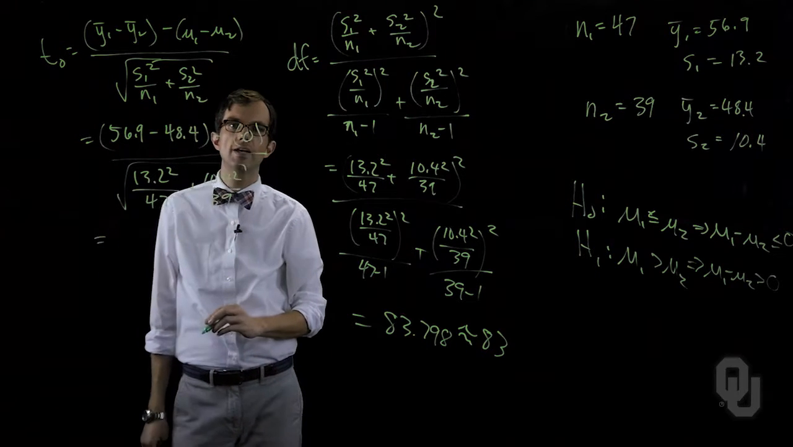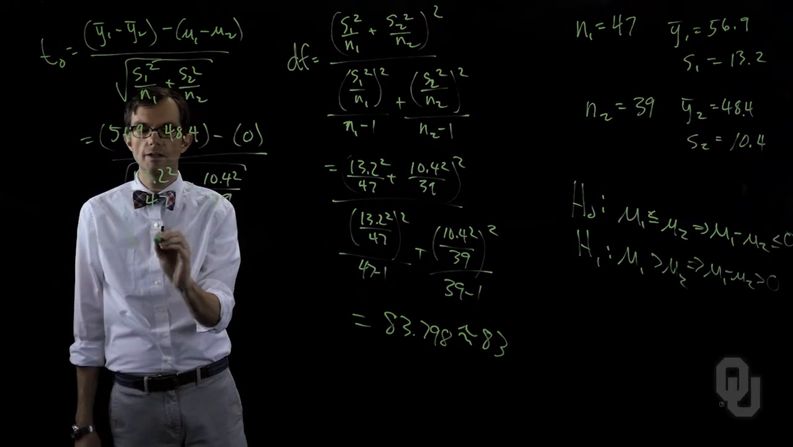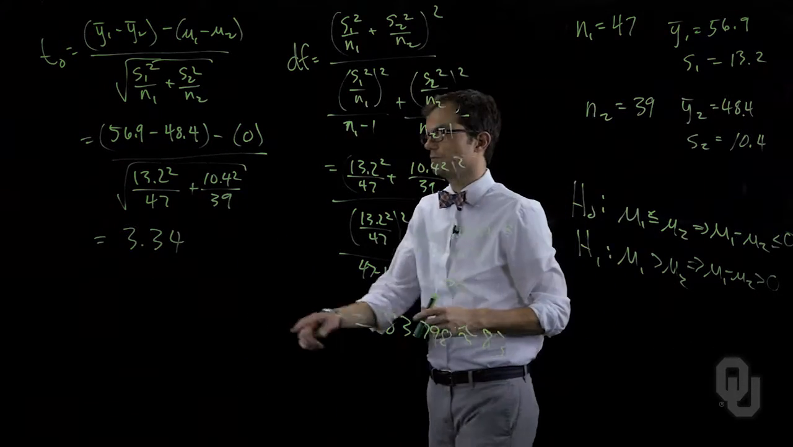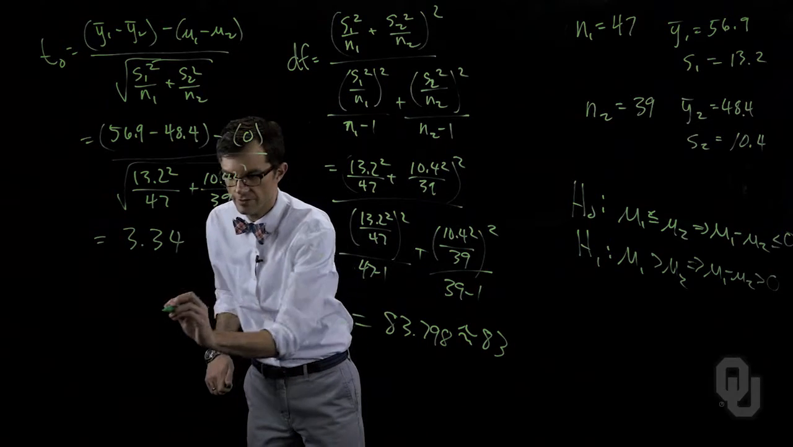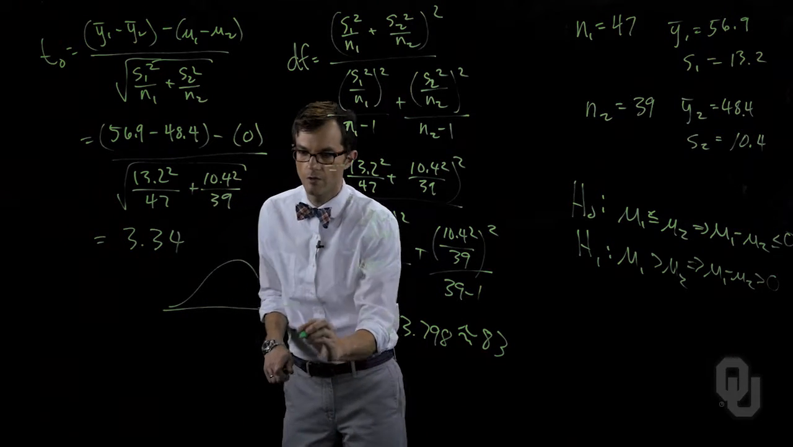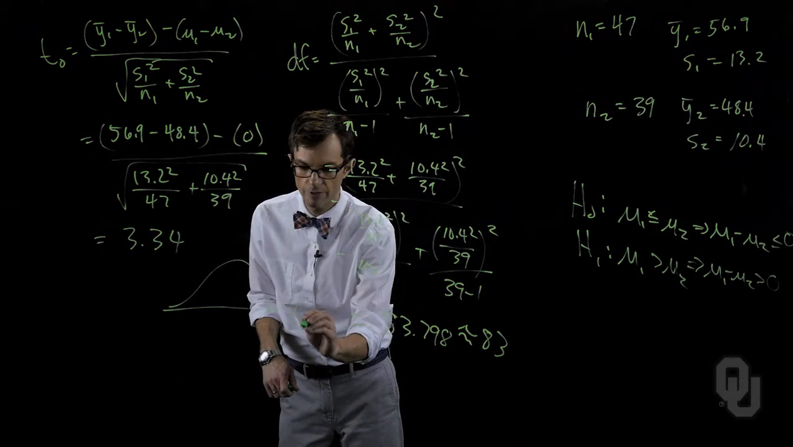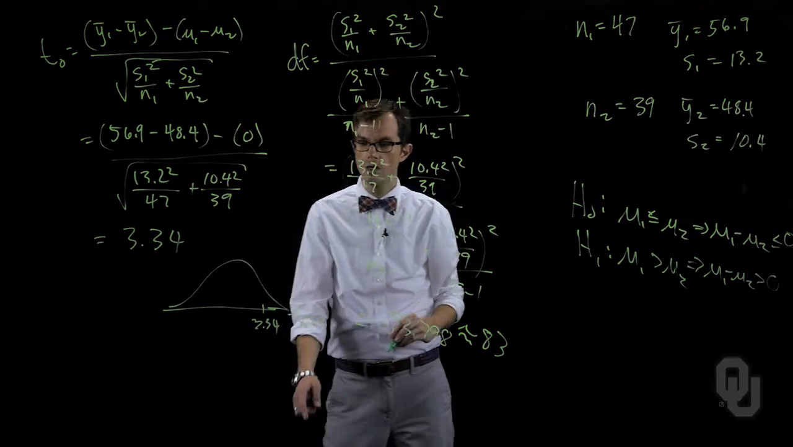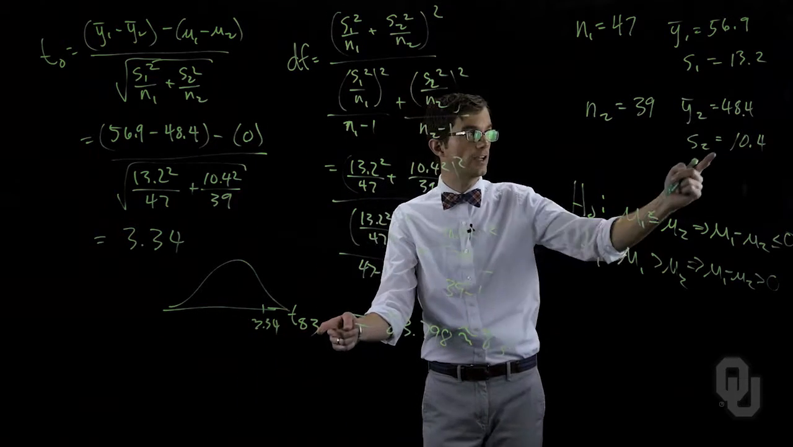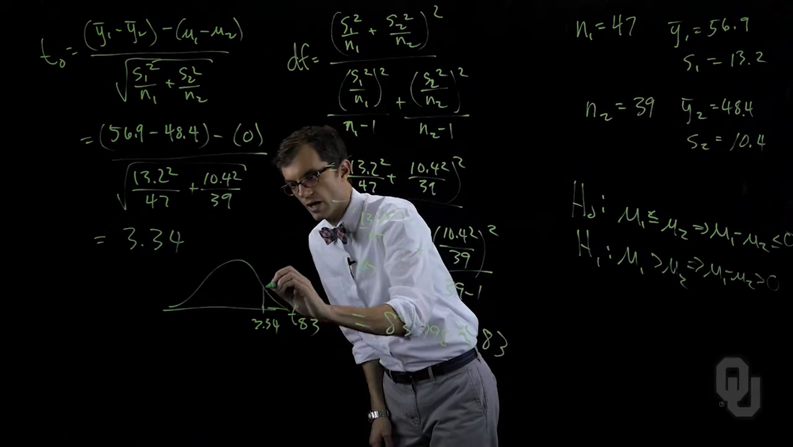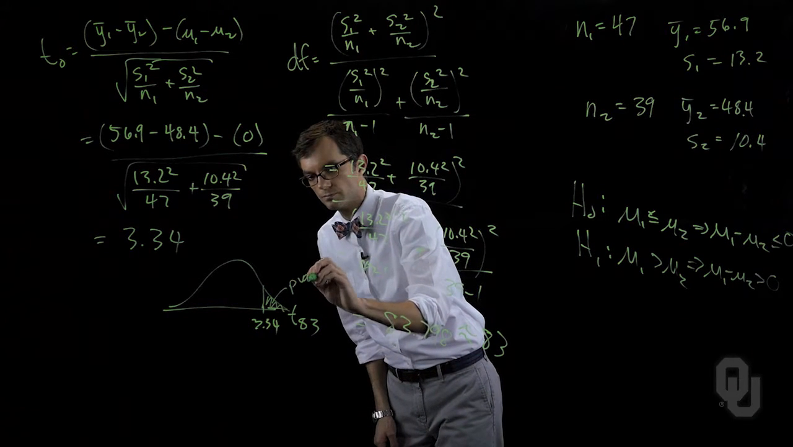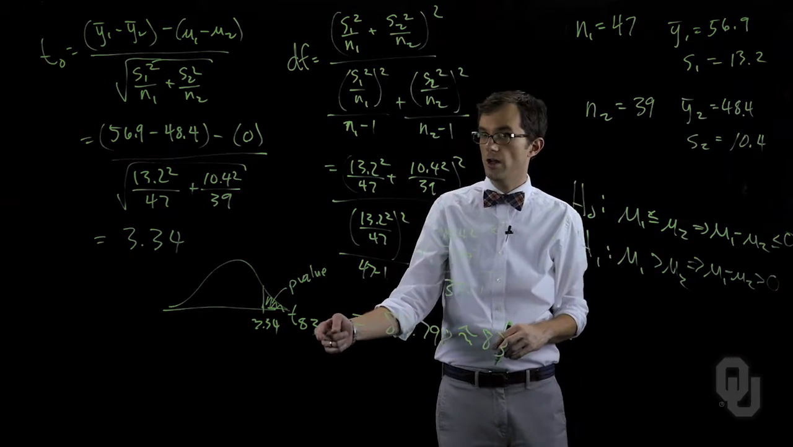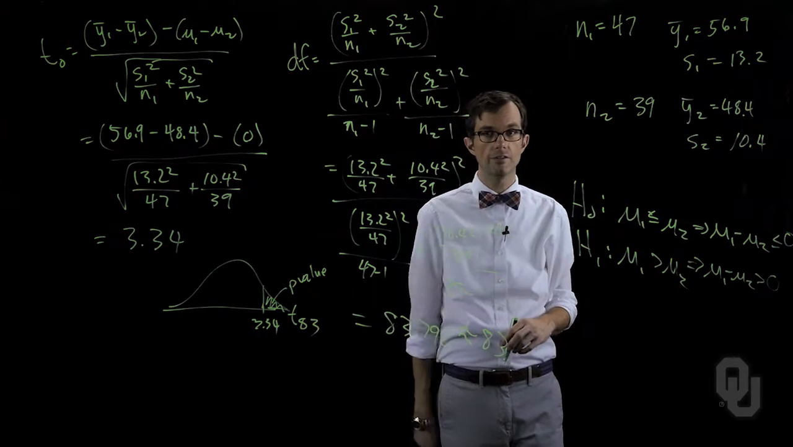If we work that out, we get a value of 3.34. So we've got an upper tail test. We've got a value on the t-axis for 83 degrees of freedom. We've got this test statistic of 3.34. If we wanted to find the p-value, since this is an upper tail test, the p-value is going to lie all up here. We're probably not going to find 83 degrees of freedom in our lookup table, so we're going to use Excel instead.